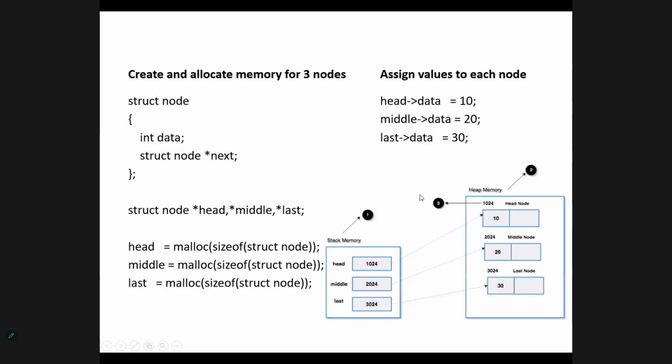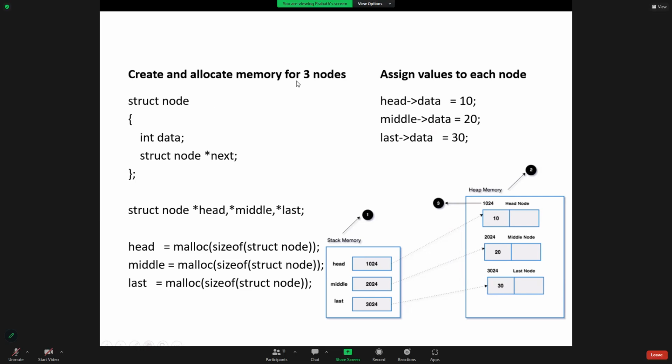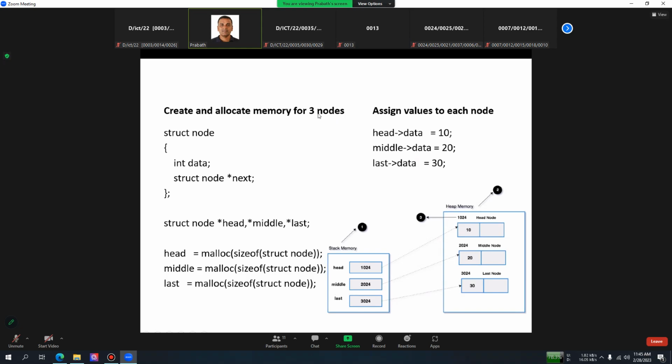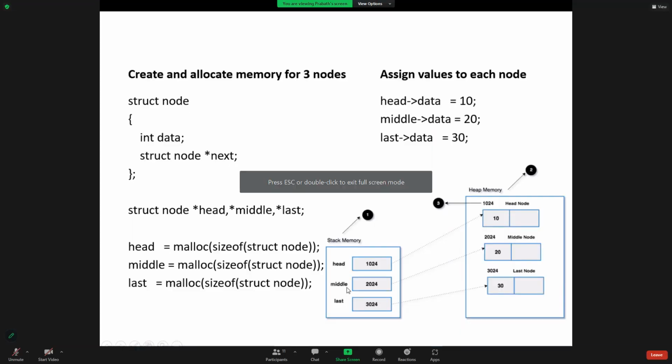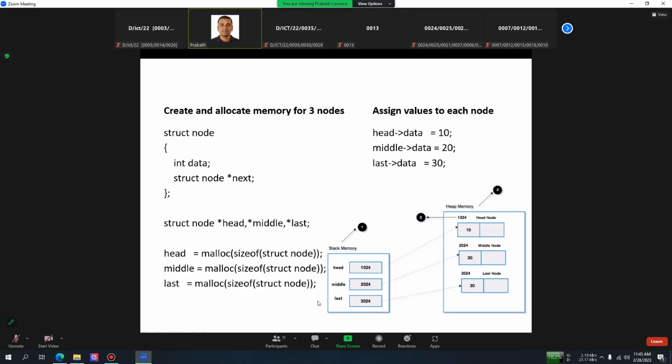So now it is time to create and allocate memory for 3 nodes, right? Last time we created 3 nodes: head, middle and last, right? So we created and allocated memory for 3 nodes, right? This allocated memory is for the reference, right? That is what we call stack memory, right?